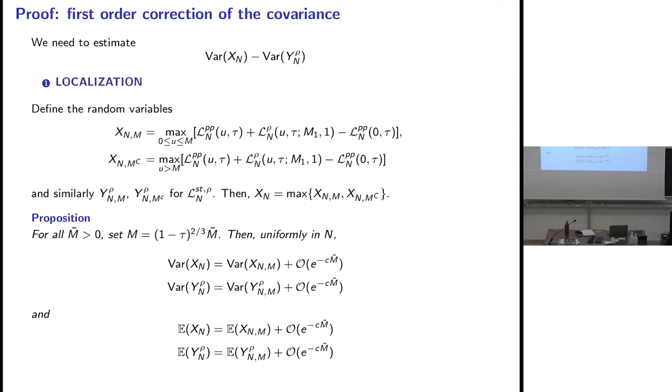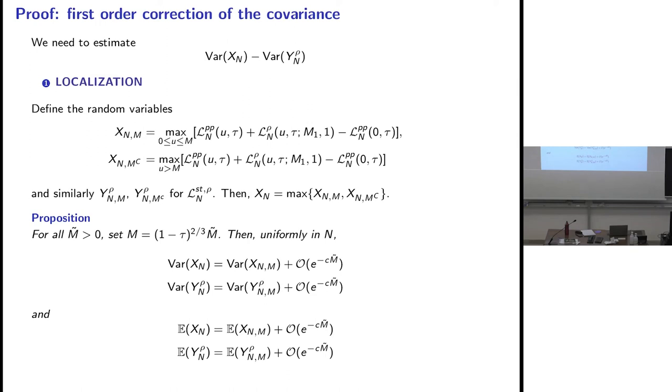The first step to do this is the localization. Let's define Xn,m and Xn,m complementary. We have exactly the same formula as before with the decomposition of the last passage time, but here we're taking the maximum for u in a finite interval 0,m, and here we're considering the maximum for u greater than m. We expect the last passage time to be given by this random variable because of the localization. And we do the same for the stationary LPP.